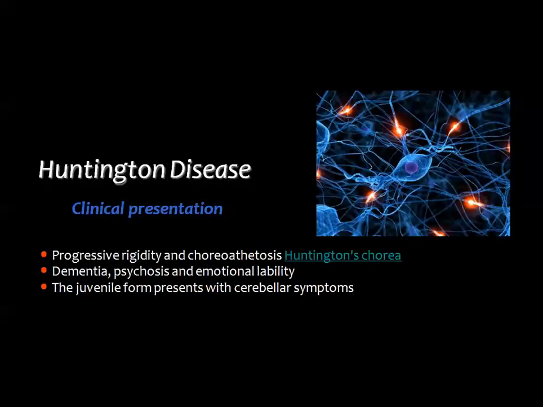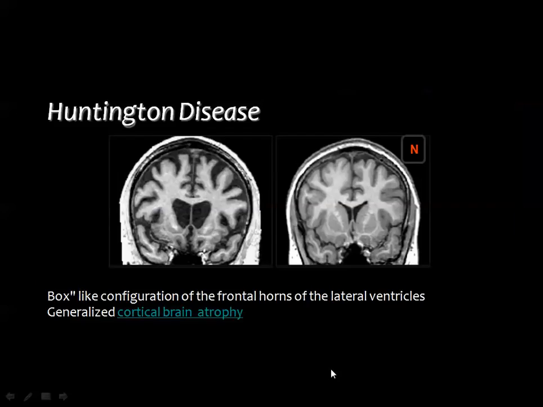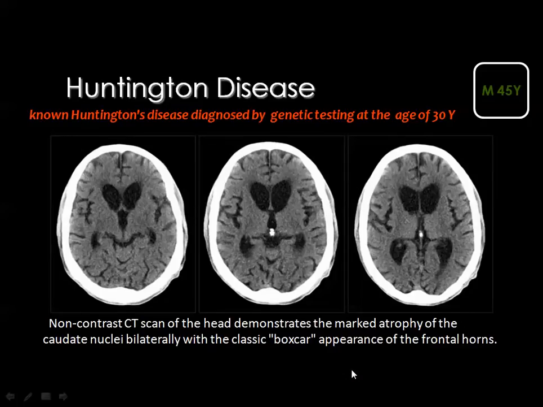Patients with Huntington disease present with progressive rigidity and abnormal movement, as you remember, what is known as Huntington chorea, with some dementia, psychosis, and emotional lability. Then this is the difference between normal brain and the brain of Huntington disease, where you see the basal ganglia, especially the caudate, is atrophic, and the frontal horns of the lateral ventricles are considerably dilated.